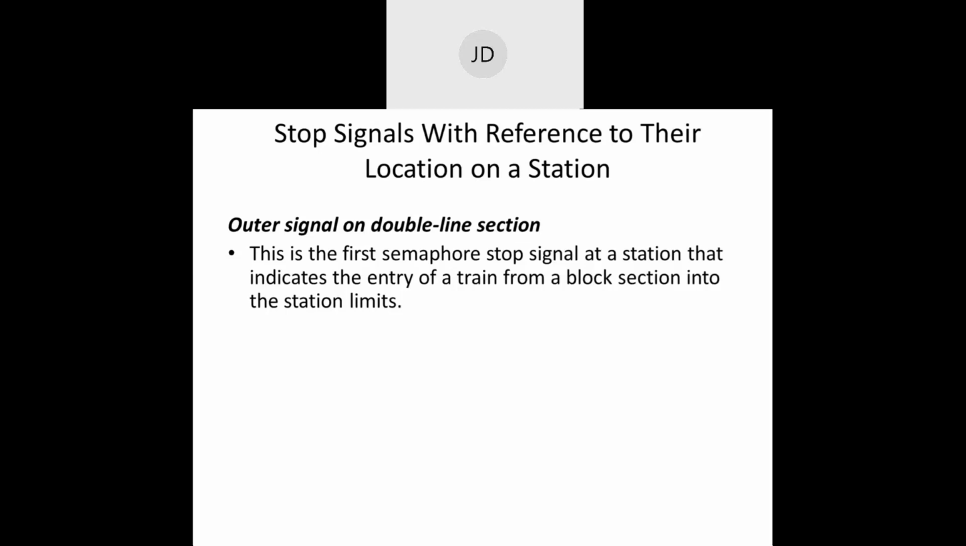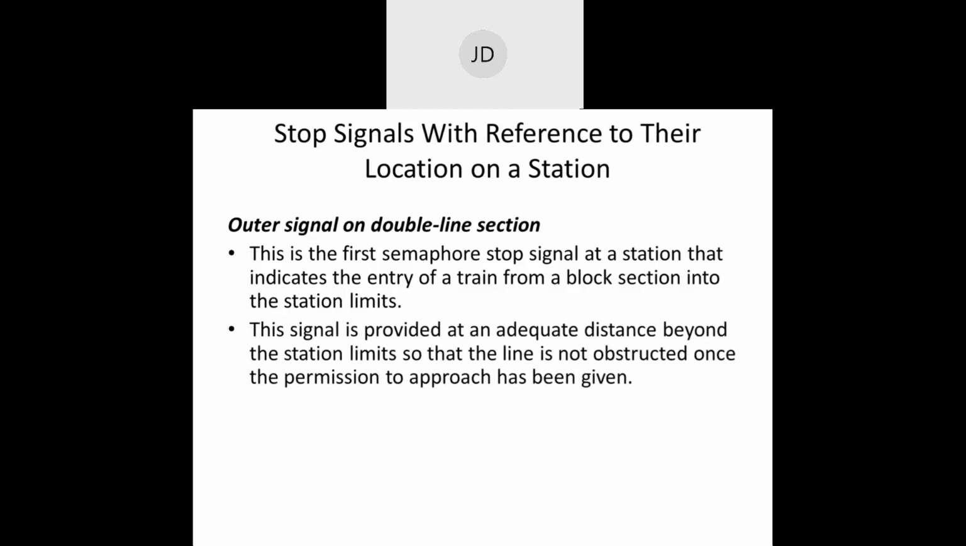Basically, this outer signal is the first semaphore type stop signal at a station that indicates the entry of a train from a block section into a station limit. That means whenever a train is approaching a railway station, it first encounters a stop signal, and that particular stop signal is known as the outer signal. The first stop signal seen by a loco pilot is known as the outer signal.